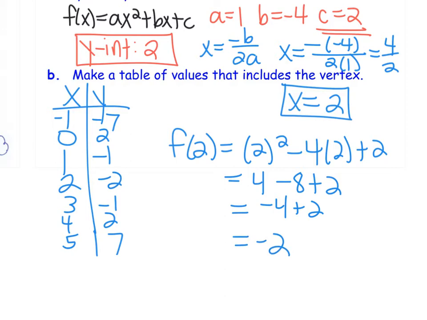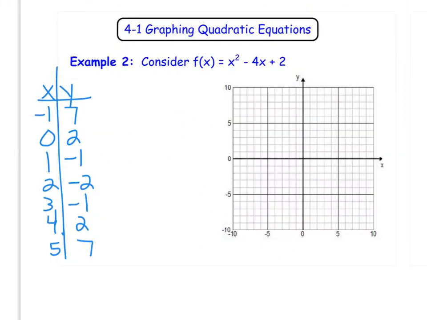And now we can graph it. So just graph those points. So you have 2, -2 is your vertex. And then we can just graph the rest of the points. And then once you have the points graphed, just connect the lines with a smooth curve with arrows, because it goes on forever. And then that's your graph.